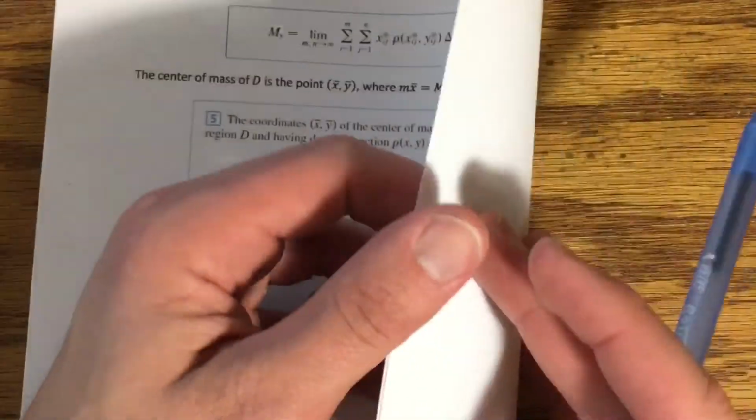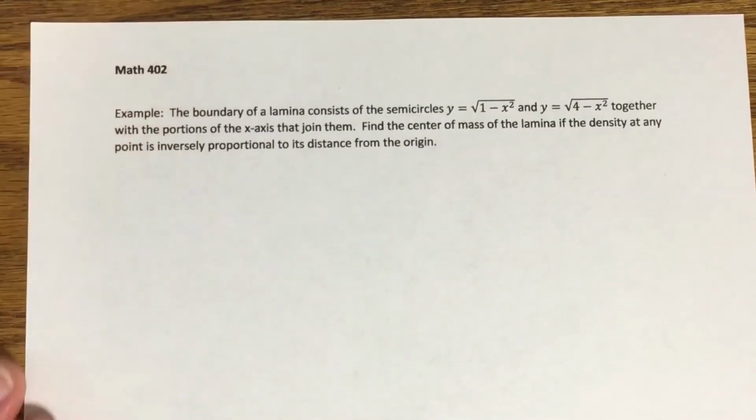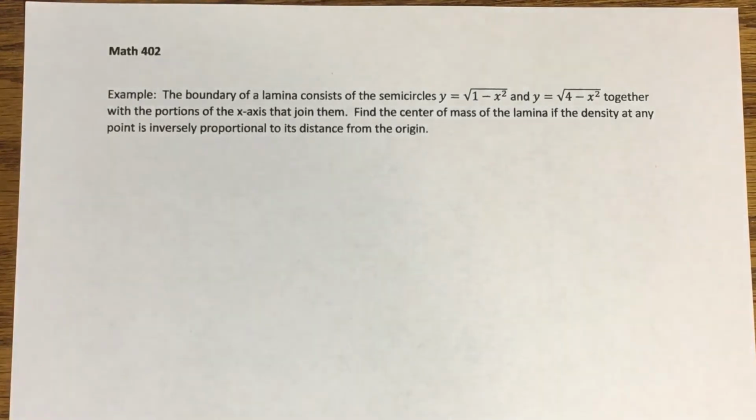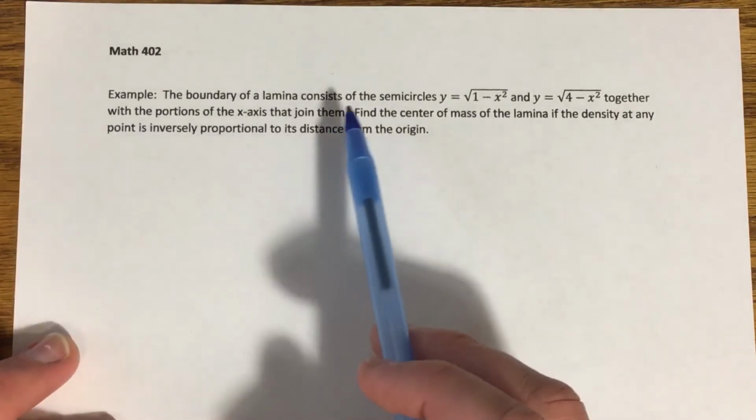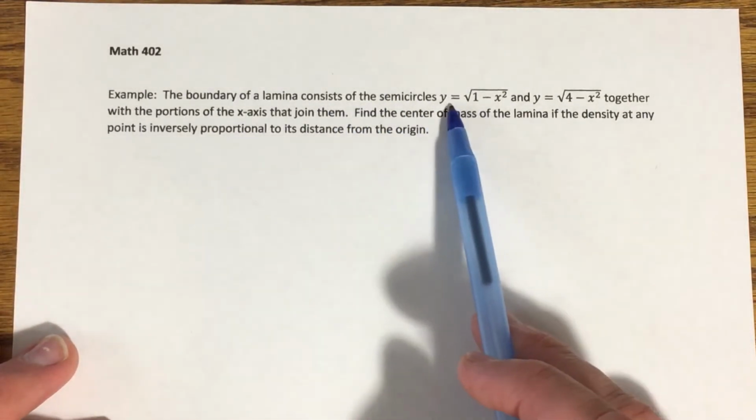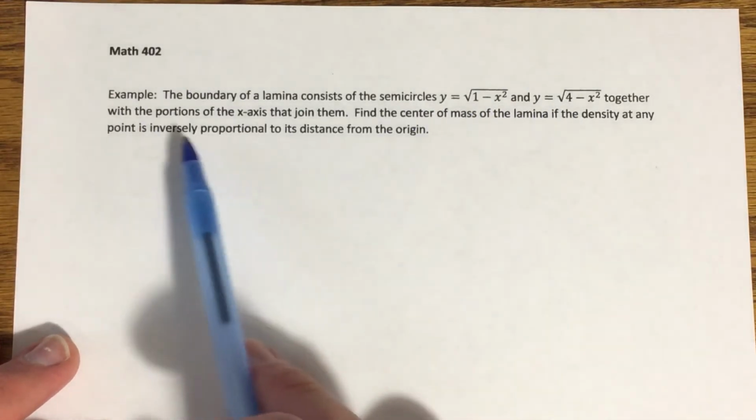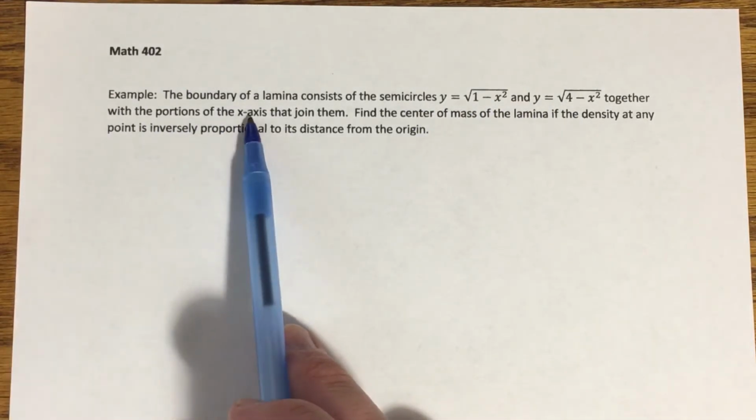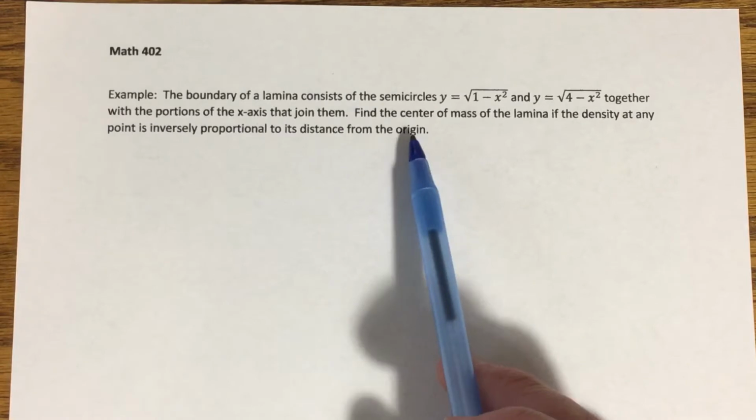Okay, so we're going to do one example of calculating a center of mass. For this one, we're looking at a lamina that consists of two semicircles given by these two functions here, as well as the portions of the x-axis that join them together. We'll sketch that in a second so you can see what it looks like.